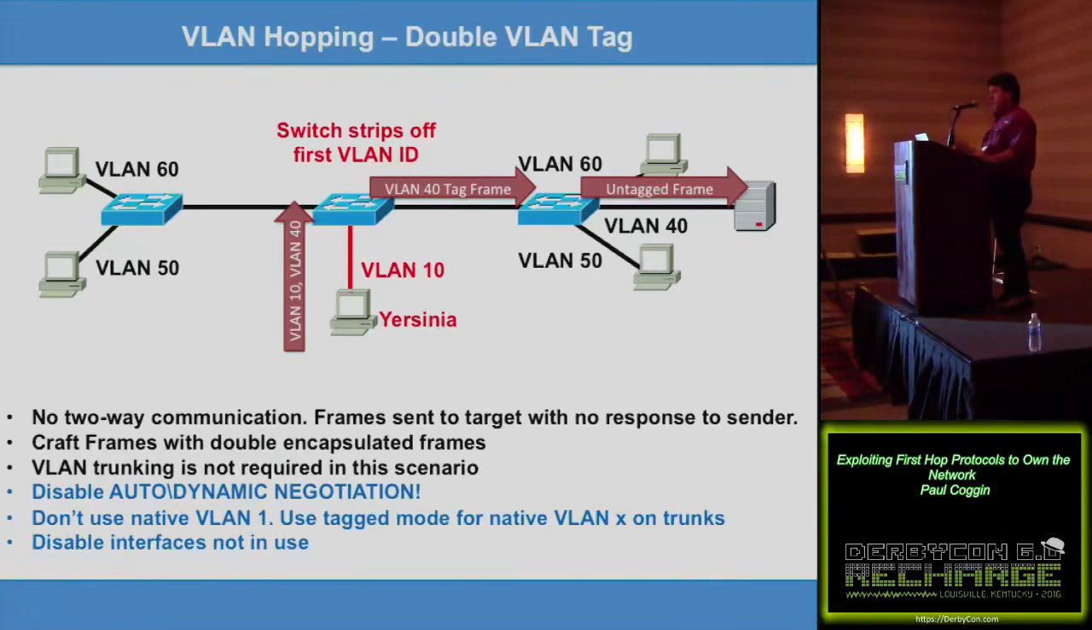He could go in and use Yersinia, double tag himself. The switch removes that outer VLAN tag, and then shoots him over into the VLAN that he wanted to be in, VLAN 40. He just jumped your VLANs and your trust relationships.